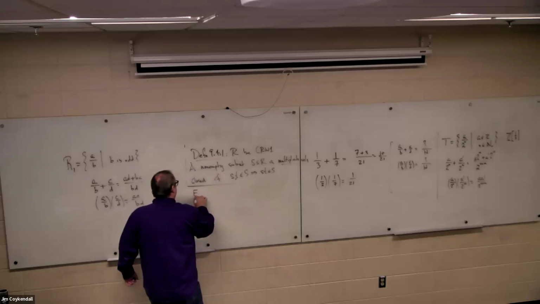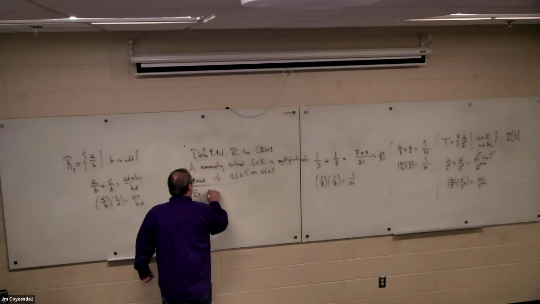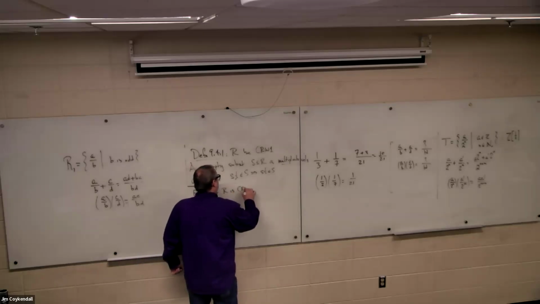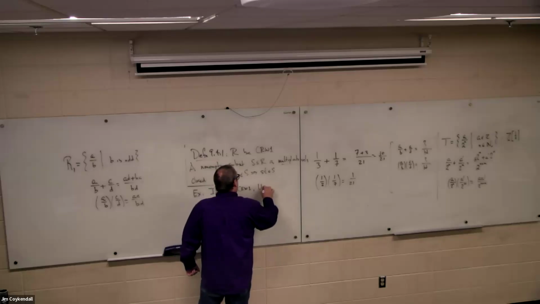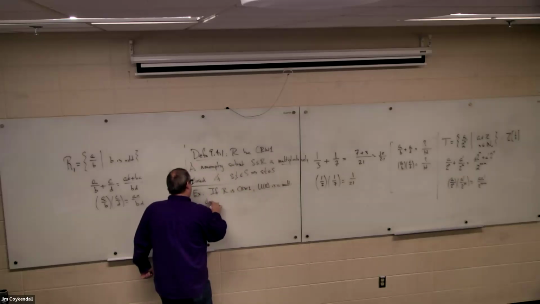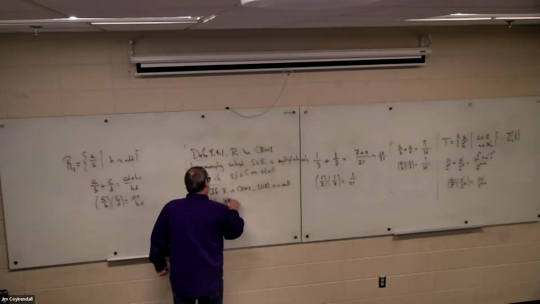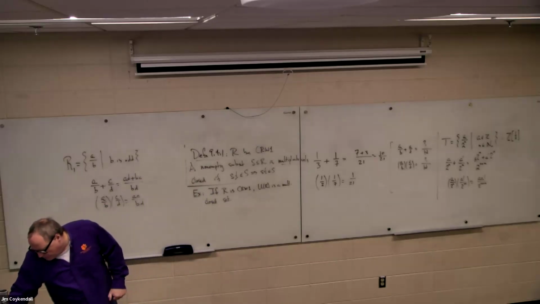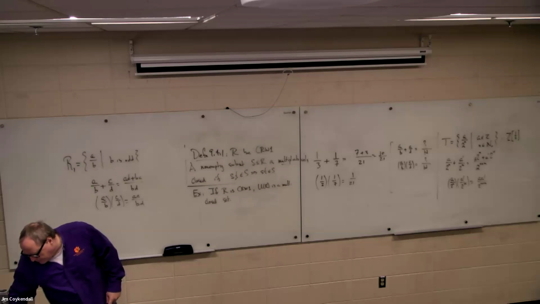So, example, if R is a commutative ring with 1, the units of R is a multiplicatively closed set. Because if u1 and u2 are units, then so is their product.